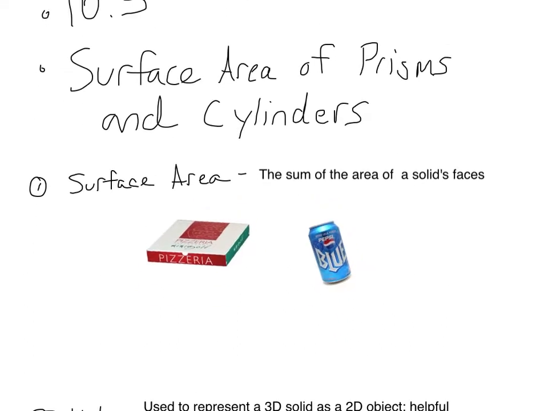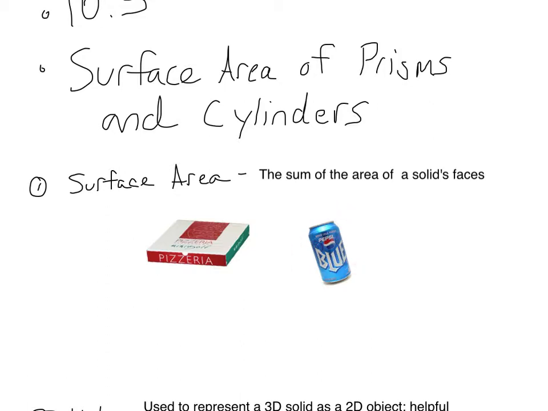So the first thing we're going to talk about is surface area. What is surface area? Well, it's the sum of the area of a solid's faces. Okay, so we're talking about solids, so that means three-dimensional objects, and the faces that they have. So for example, a pizza box has 1, 2, 3, 4, 5, 6 faces. Technically, it's a rectangular prism.